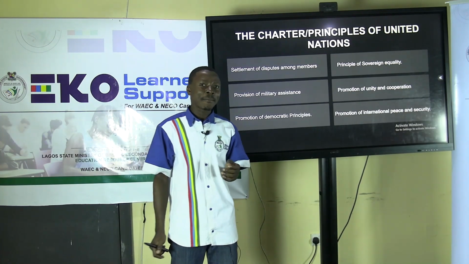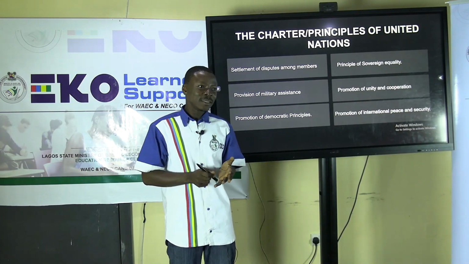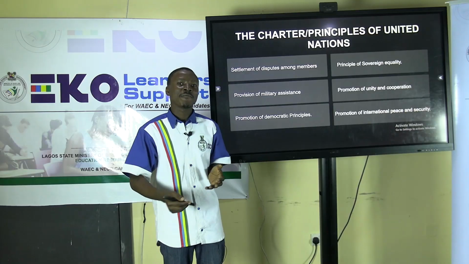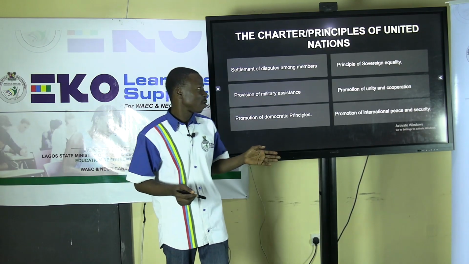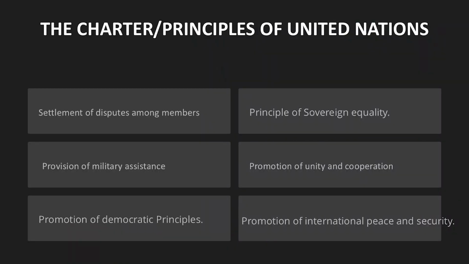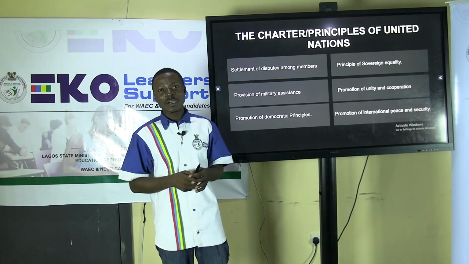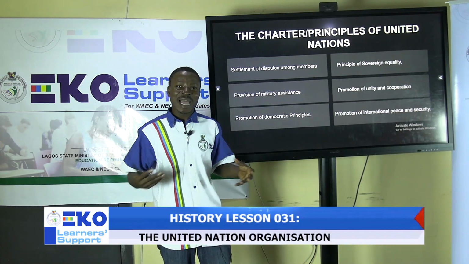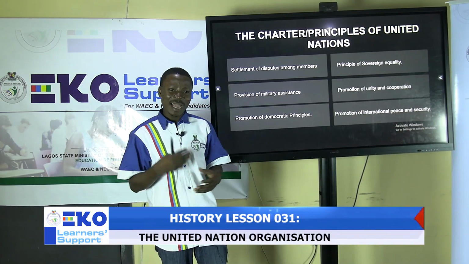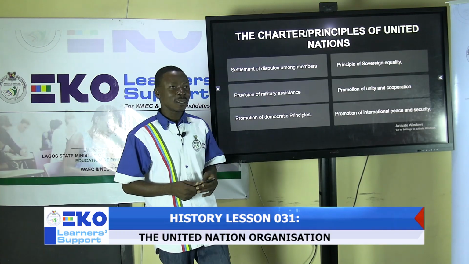It's not only about maintaining peace and unity. To achieve the maintenance and continuous existence of peace and security around the world, the United Nations believes in the promotion of unity and cooperation, because they believe unity and cooperation is what can actually lead to the achievement of peace and security. When countries relate with each other, when they cooperate, when they interact with each other, they can actually understand each other better and avoid confrontation and conflict.